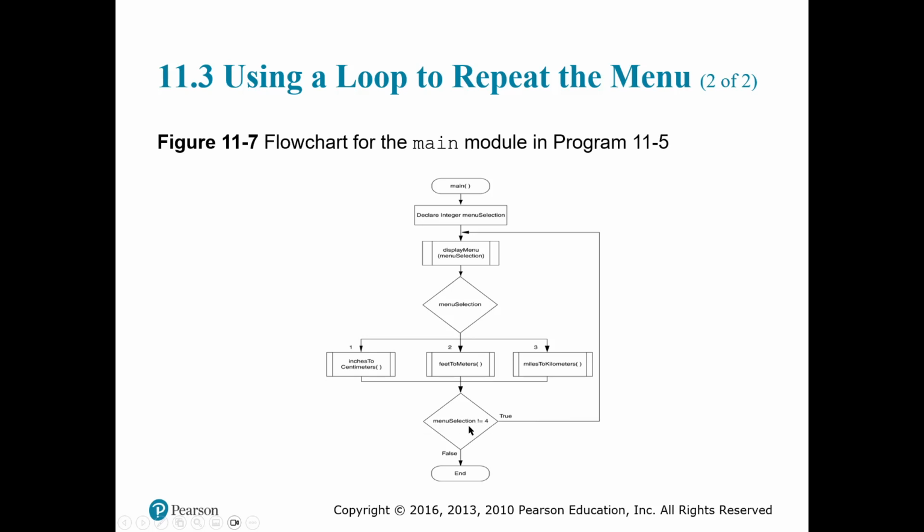So if the menu selection is not 4, then we're just going to make a loop and display our menu to the user again, and our user can pick something different. However, if our menu selection equals 4, as you can see here, false, if this one is false, then we're just going to end our program as a whole. So this is how your loop will look if you wanted to display your menu repeatedly to the user.